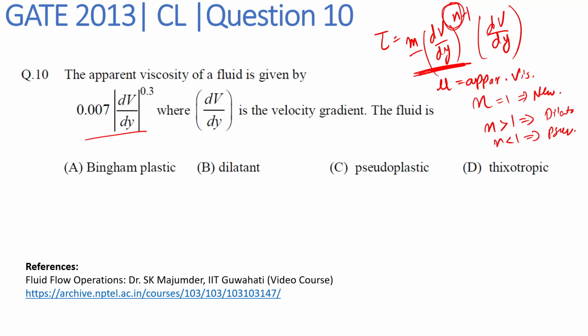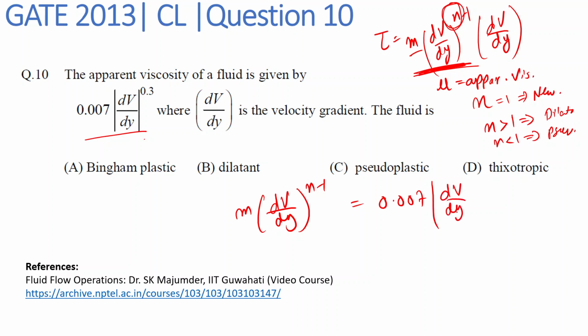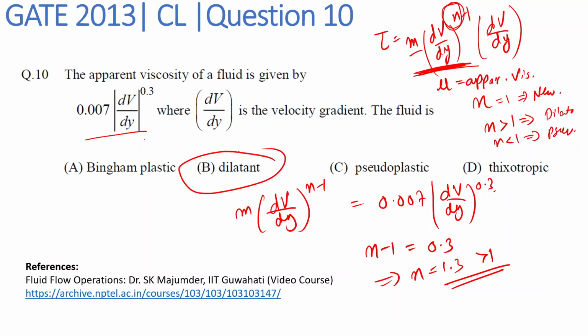We will just compare this equation with this. So m dV by dy raised to n minus 1. Over here we have been given 0.07 dV by dy raised to 0.3. So we can see that n minus 1 is equal to 0.3. That implies n is 1.3, which is greater than 1. And since it is greater than 1, the fluid is a dilatant fluid.